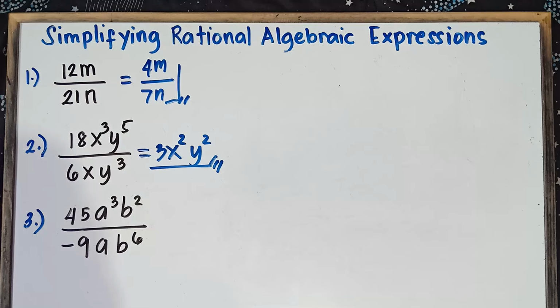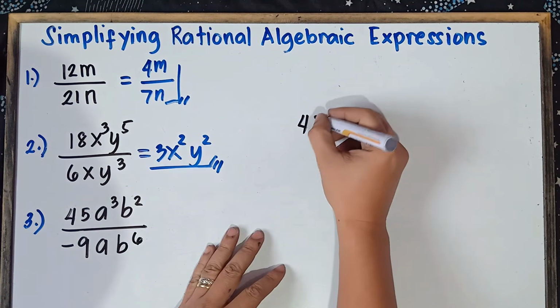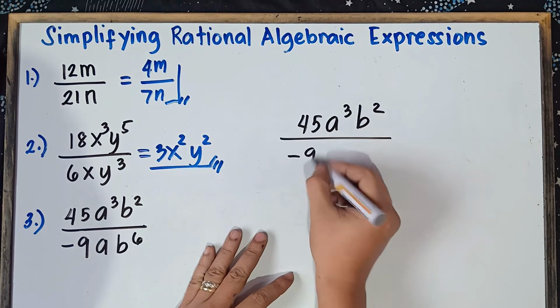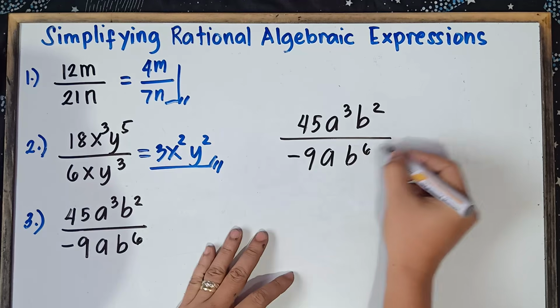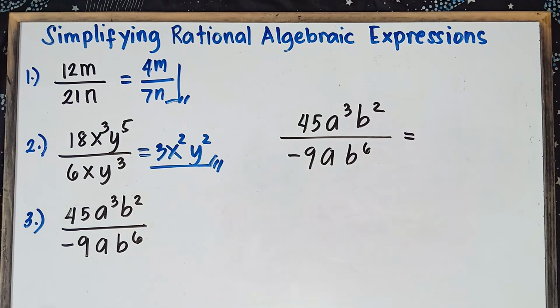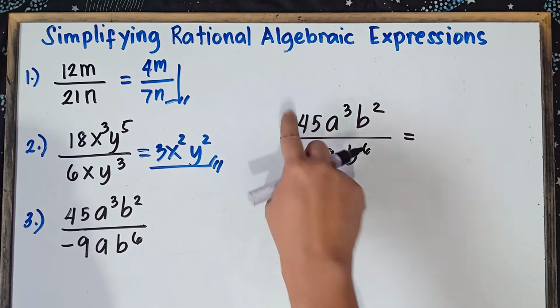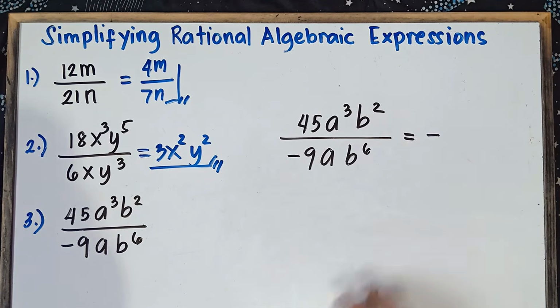Alright, so example number 3, our given, we have 45a cubed b squared over negative 9a b raised to the power of 6. So check first the number. Can we divide 45 by 9? Yup, 45 divided by negative 9. Now, since this is negative, positive divided by negative is negative.